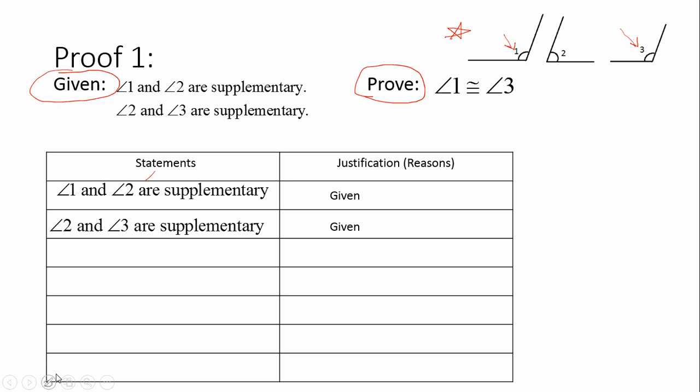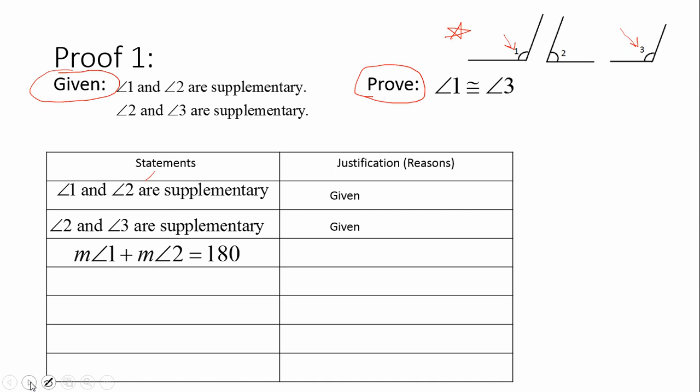So after we've written our given, then we want to work with the given information here to see how far this can get us. So if we know that angle 1 and angle 2 are supplementary, you should be thinking in your head about that fact we said about the 180 degrees. You know that angle 1 and angle 2 need to add together to make 180 degrees. You know that. So that would be the next step in our proof.